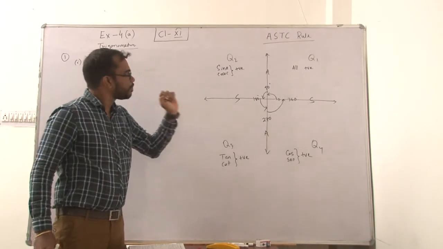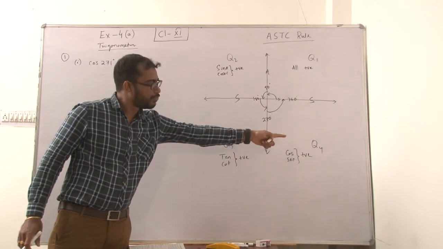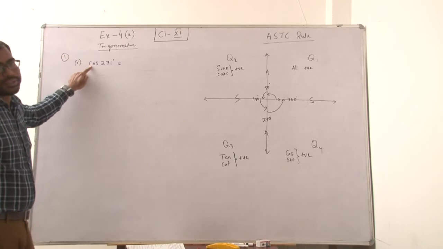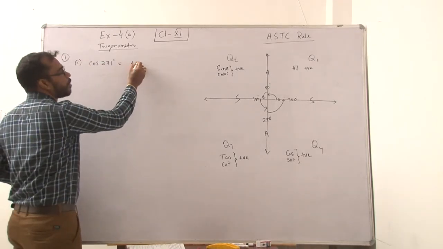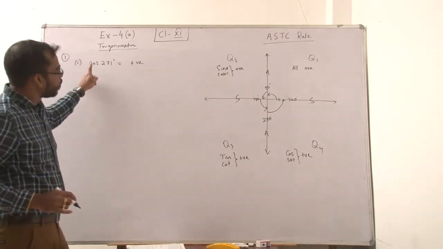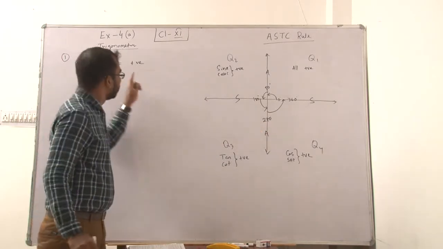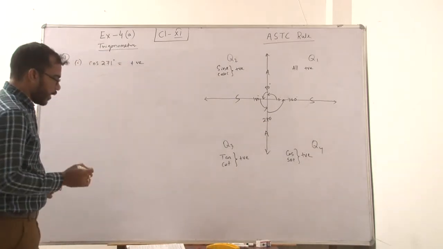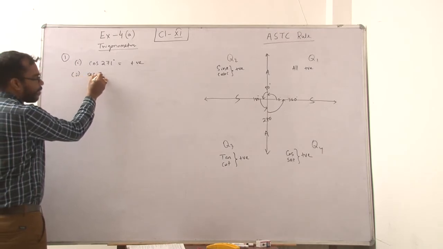Okay, so 271 degrees lies in the fourth quadrant, and in the fourth quadrant cos and sec are positive. Here the ratio is cos, so it is positive. Why is it positive? Because cos is positive in the fourth quadrant and this angle also lies in the fourth quadrant.